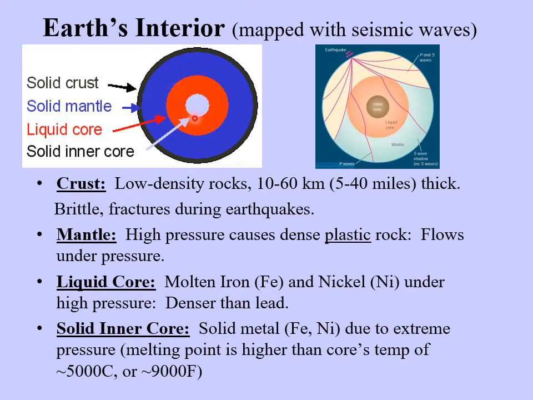And then underneath that is the liquid core of our Earth, which is molten iron and nickel at very high temperatures and high pressures. And then at the very center of the Earth, the iron and nickel are actually solid. So this is the solid inner core. The reason it's solid in here is that the extremely high pressure at the center of the Earth raises the melting temperature. So it's not quite hot enough to melt the iron and nickel core here.